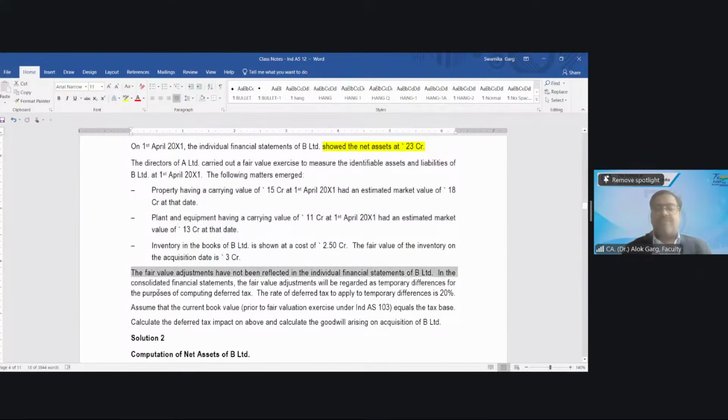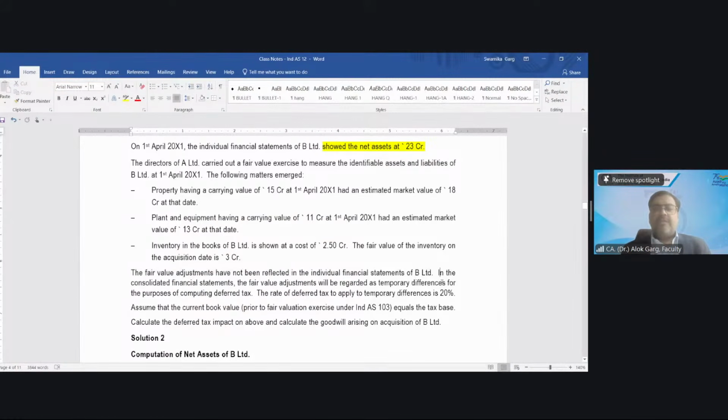The fair value adjustments have not been reflected in the individual financial statement of B Limited. So basically in the individual financial statement, they have shown the net assets at carrying amount, which is the cost method. So this fair value adjustment has not been reflected in this 23 crore. So what will be the value of this 23 crore at the time of acquisition? 28.5. Okay.